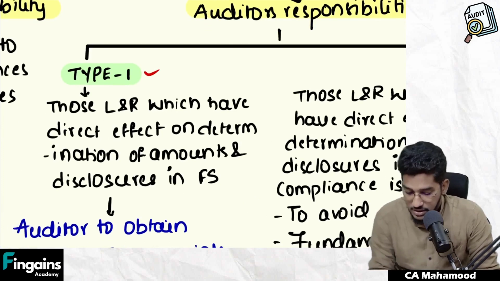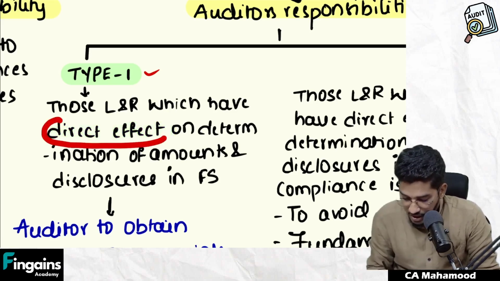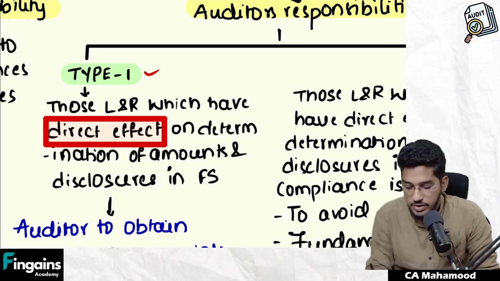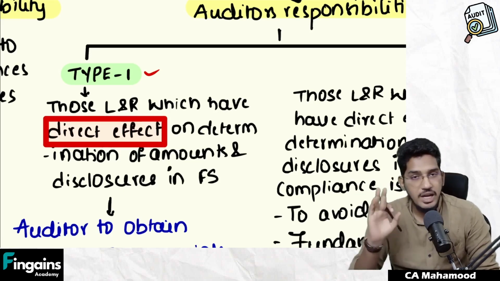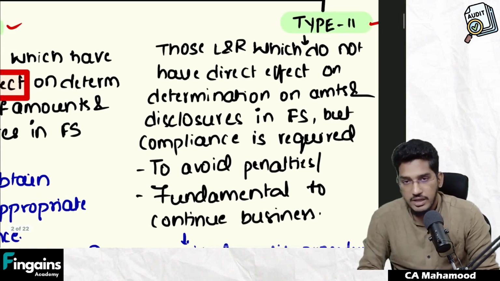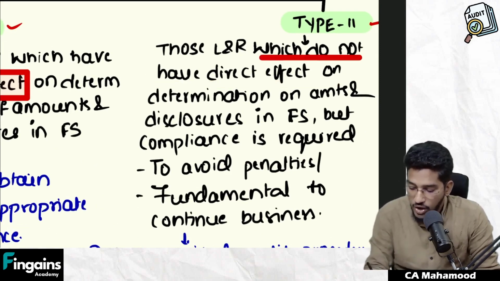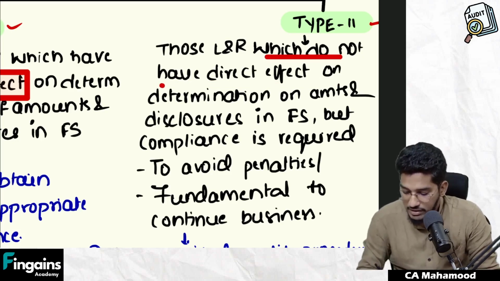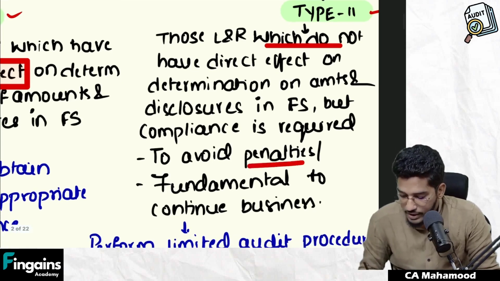Those laws and regulations which have a direct effect on the determination of amounts and disclosures in the financial statements will fall under type 1. Whereas which laws will fall under type 2? Those laws and regulations which do not have a direct effect on determination of amounts and disclosures in the financial statements, but whose compliance is required either to avoid penalties or which are fundamental to continue the business.